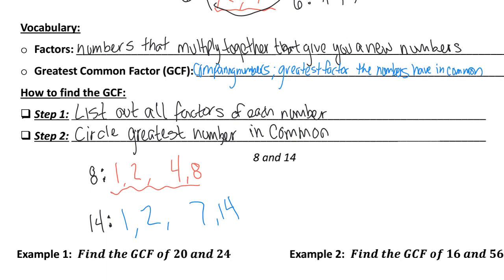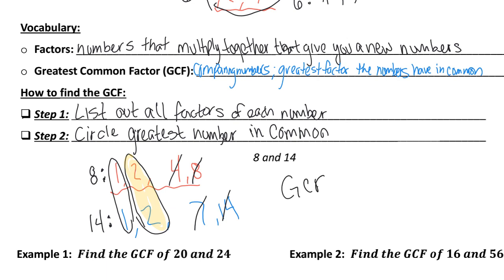So now I'm thinking, what do they have in common? Well, they have 1 in common. They have 2 in common. They don't have 4 or 7 or 8 or 14. So now they have 1 and 2 in common. But we wanted to find the greatest common factor. So the greatest number they have in common is going to be 2. So we're going to write out that the GCF is 2. And that's what you have to write. You can't just write 2 down. You have to write GCF is 2.